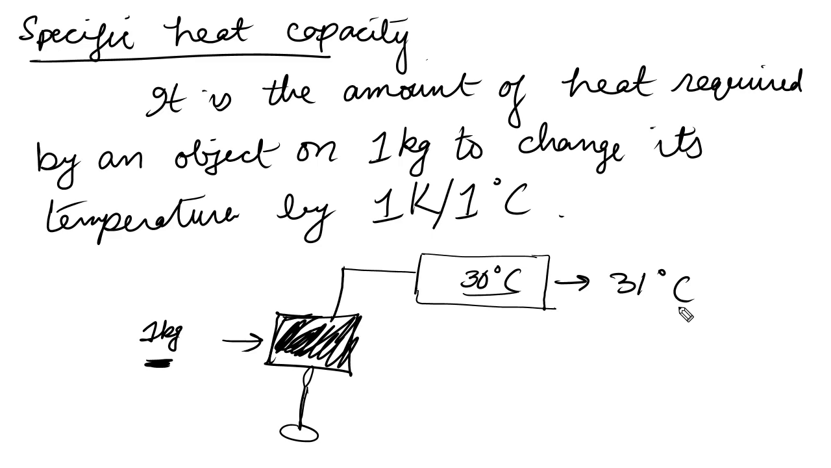So we can say if the specific heat capacity of an object is more, it requires more heat to increase its temperature by 1 Kelvin. And if the specific heat capacity of an object is lesser, it requires less heat energy to increase or decrease its temperature by 1 Kelvin or 1 degree Celsius. This is the intrinsic property of an object, and it varies from material to material. Some materials have high specific heat capacity, some materials have low specific heat capacity.